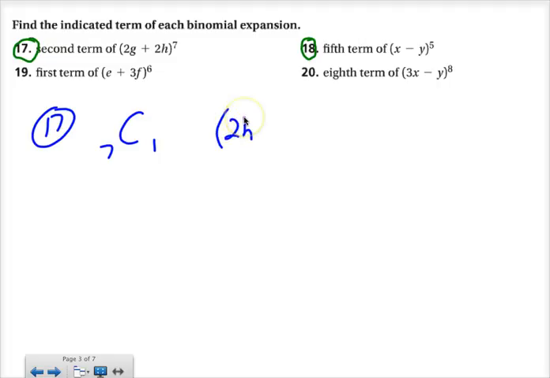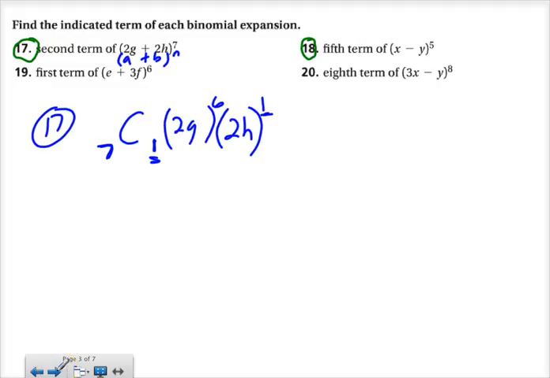And then we have to think about the fact that our c's always go along with our b's. So our b here was 2h. So that 2h is going to have to be to the first power, because these two have to match for the b's and the c's. But then our a value, which would be 2g, because this is a plus b to the n, well, that has to make up the difference. So if we have a 1 in this position and a 7 over here, that means that we need that 2g to the 6th power.